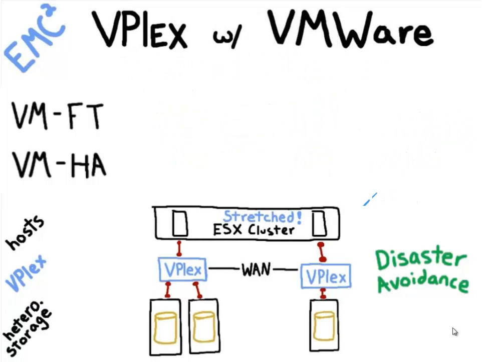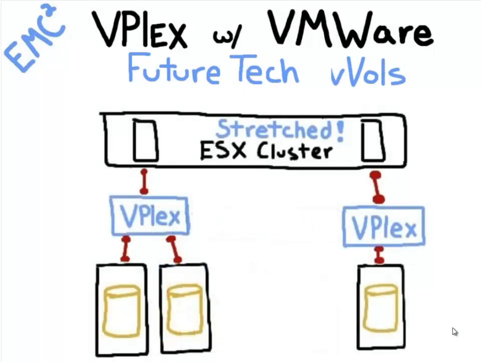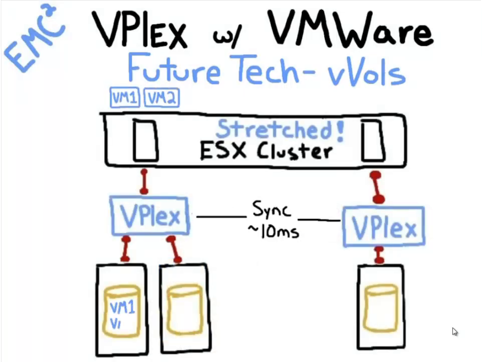And I want to go over quickly some future technology that's in the pipeline for VMware called vVols. Today, multiple VMs can reside on the same storage on the back end. This causes problems when you try to vMotion one of these VMs across distance. Yet again, another distance problem. So what has VMware done to try to work around this problem?